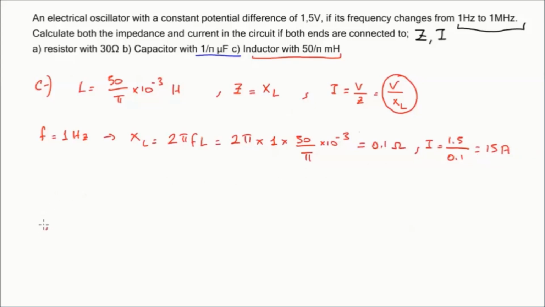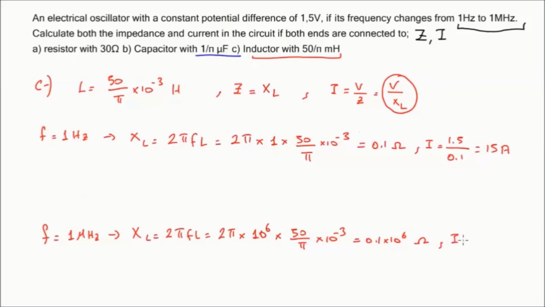And for F equals 1 megahertz, XL is going to be 2 pi FL. 2 pi times F, now 10 to 6 because it's megahertz, times L is 50 over pi times 10 to minus 6. The result is going to be 0.1 times 10 to power of 6. And the unit of it is going to be ohm.